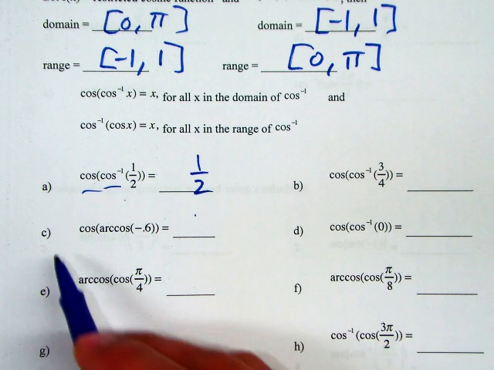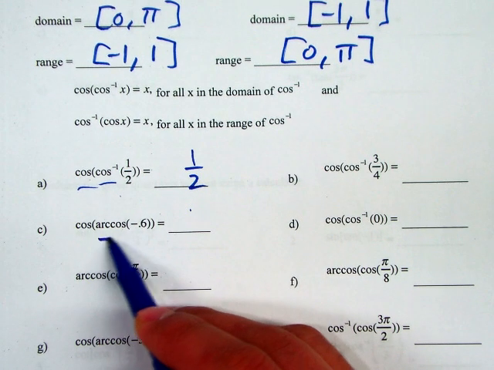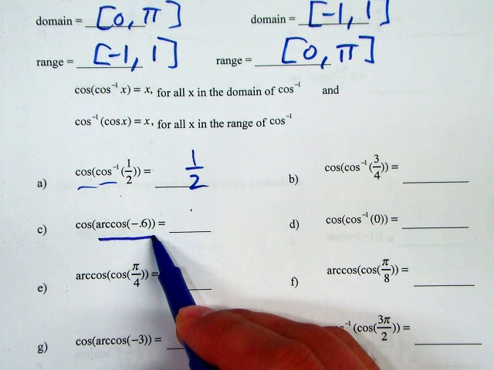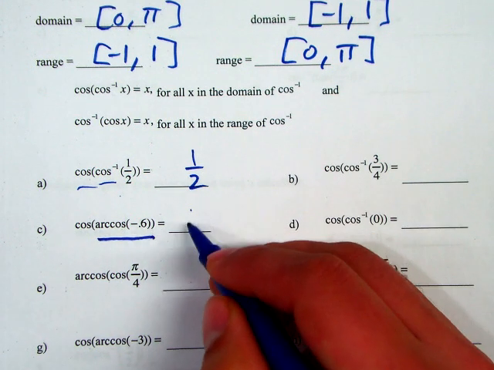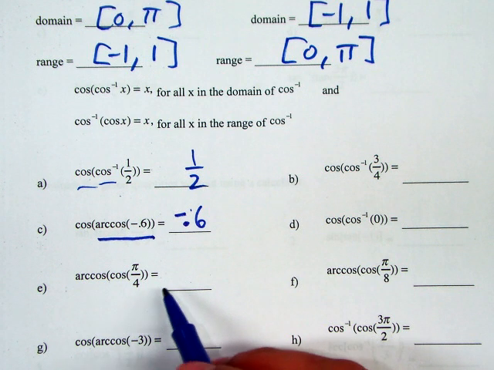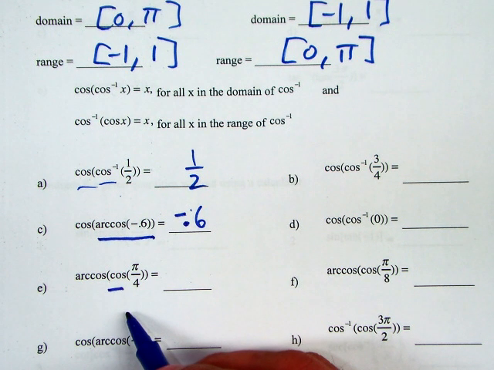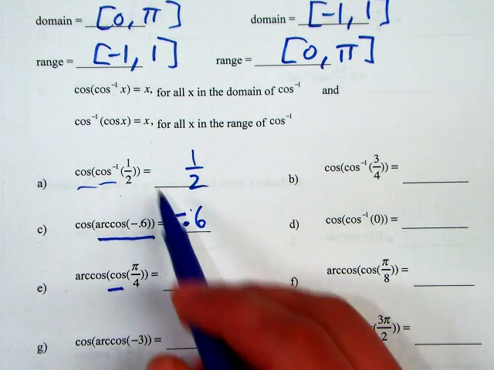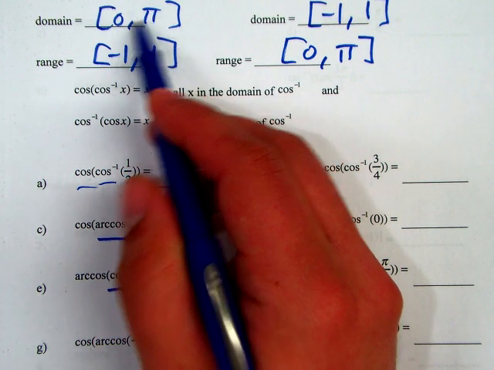Let's just go down this column. Another inverse on the inside. Inverse, here's the domain. -0.6, good to go. That certainly is in the domain. Here we have restricted cosine. Pi over 4 lives between 0 and pi, so we're good. So these will cancel out and we get pi over 4.